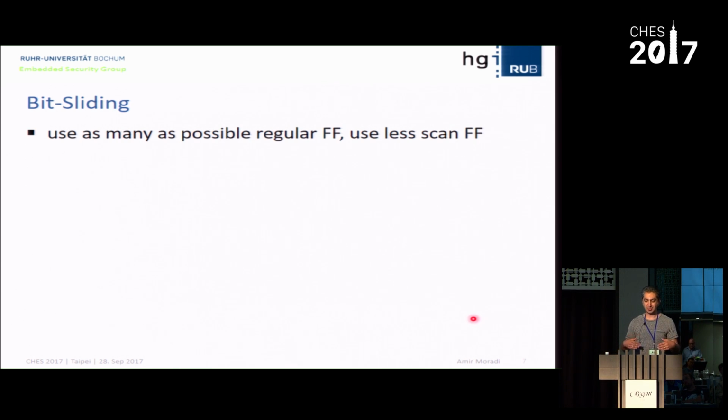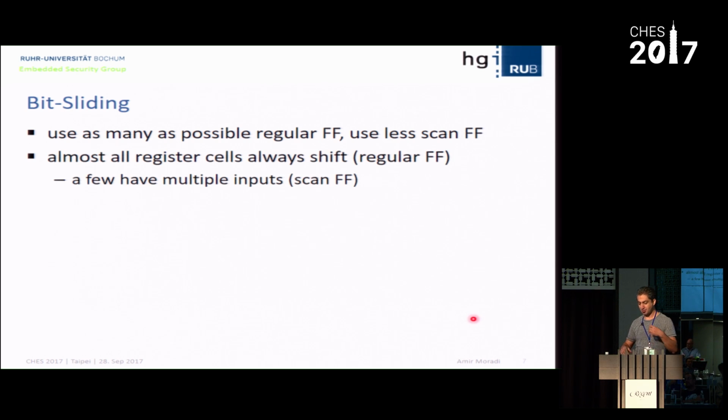Now, what is bit slicing? We want to use as many regular flip-flops as possible and as few scan flip-flops as possible. This means that almost all register cells always shift without any enable signal, without any clock gating, and can be implemented by a normal, regular D flip-flop, which is the smallest, without any enable. A few of them should definitely be scan flip-flops, meaning that the input should be routed differently, selected from different sources.